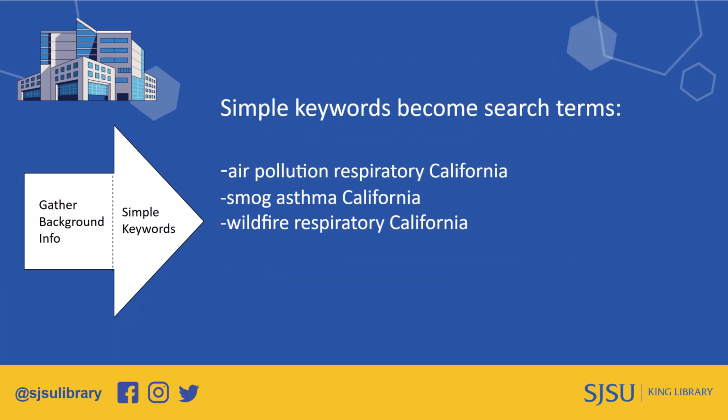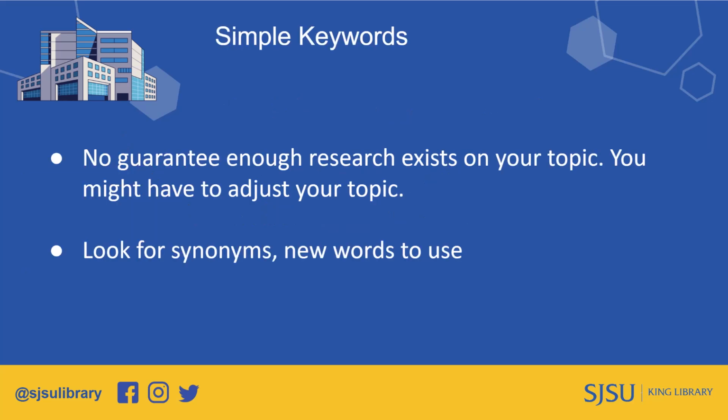We've turned our sentence into simple keywords. Air pollution, respiratory, California. Smog, asthma, California. Wildfire, respiratory, California. Those are the terms that you can search the library's catalog and databases with and begin to find research terms that match those keywords.